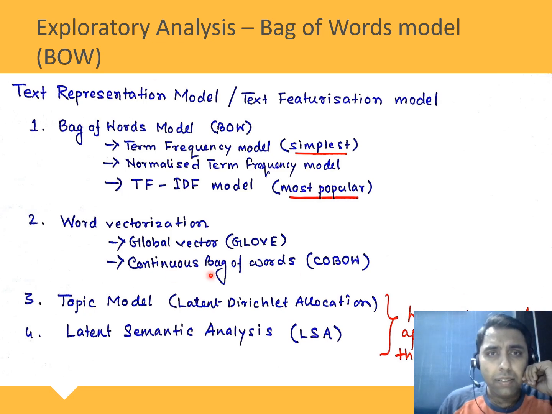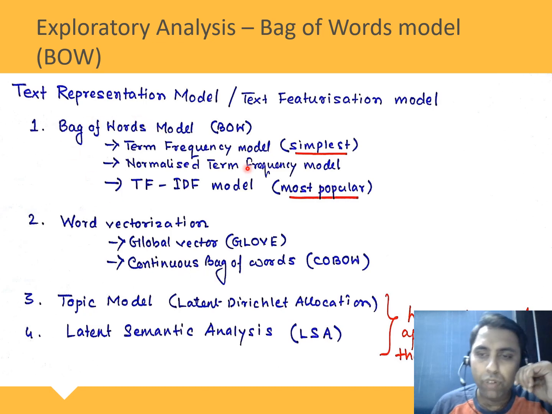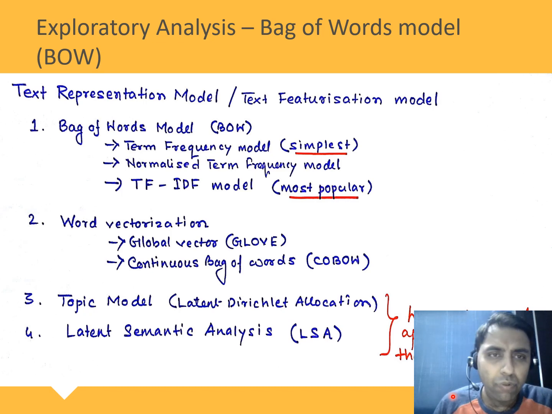So this is the formalization of the bag of words model, right? What we look at in terms of the formalization is that the bag of words model is represented using the document term matrix, but there are different variants of it. We have a term frequency model, a normalized term frequency model, and finally the TF-IDF model. How these models differ is basically depending on how we define the different elements of the document term matrix. The term frequency model is obviously the simplest, but not the most popular. The most popular is the TF-IDF model.